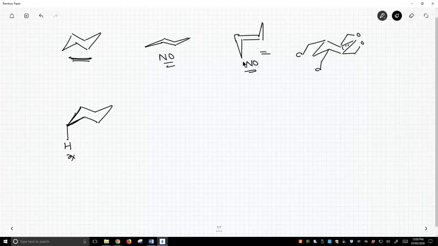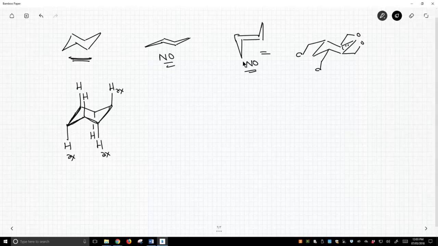Now, notice these two bonds kind of point down to this carbon. Therefore, that hydrogen is straight down. Same is true for this one, so that hydrogen is straight down. 3 of our hydrogens will be axial down. 3 of our hydrogens will be axial up. And they're on the other 3 carbons that we haven't highlighted. So there's an axial up, there's an axial up, and there's an axial up. Fantastic. So let's fill in the equatorials now.